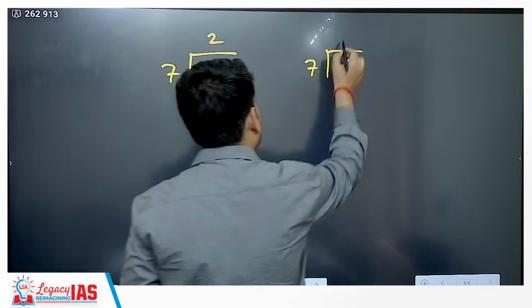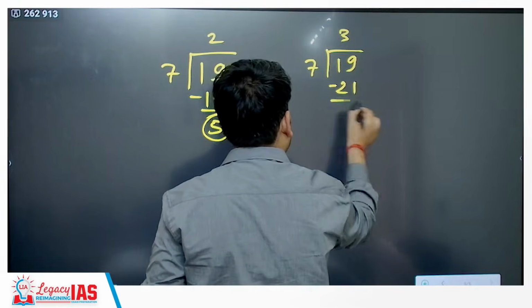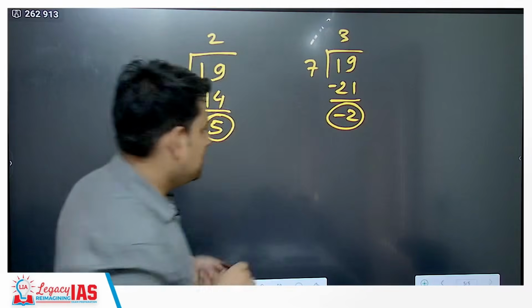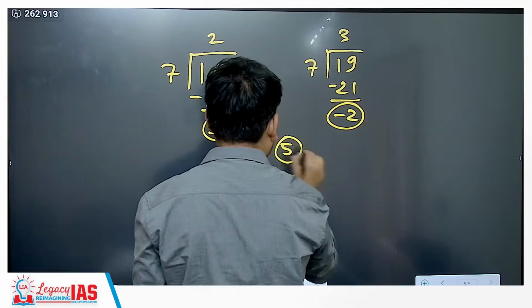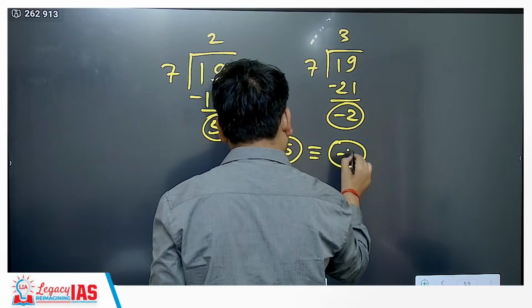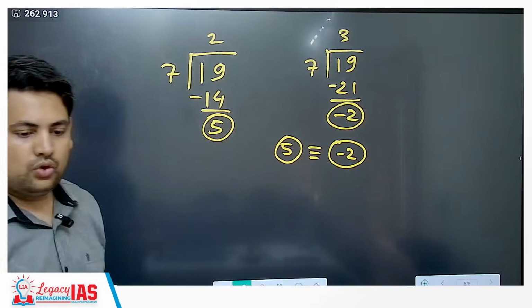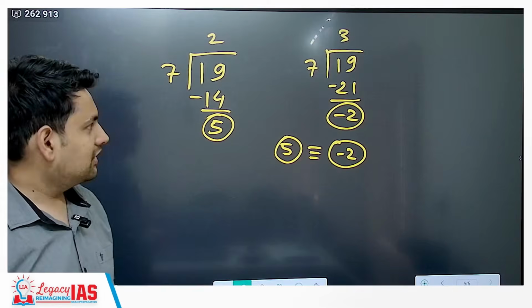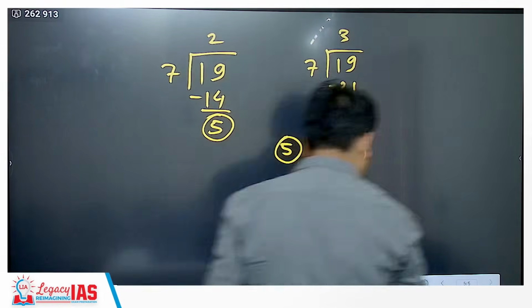So what is that? 7 3s are 21. What remainder do you get? Minus 2. Now for this division, this remainder 5 is equivalent to minus 2. Correct? Can you observe a pattern? Okay, let me tell you.